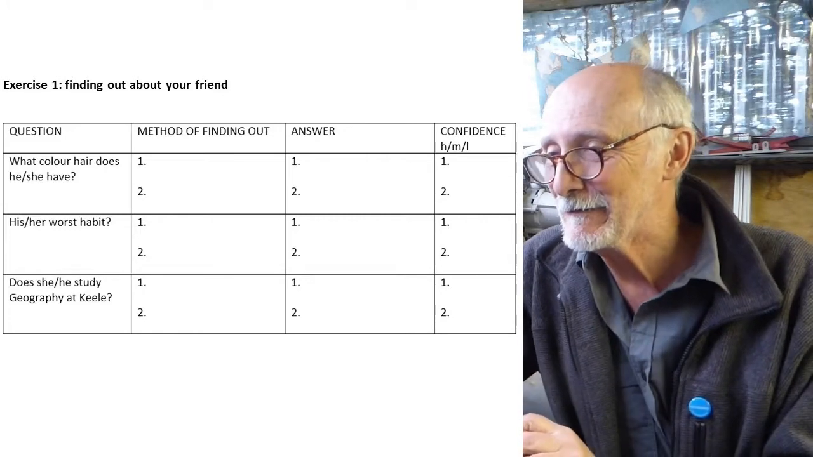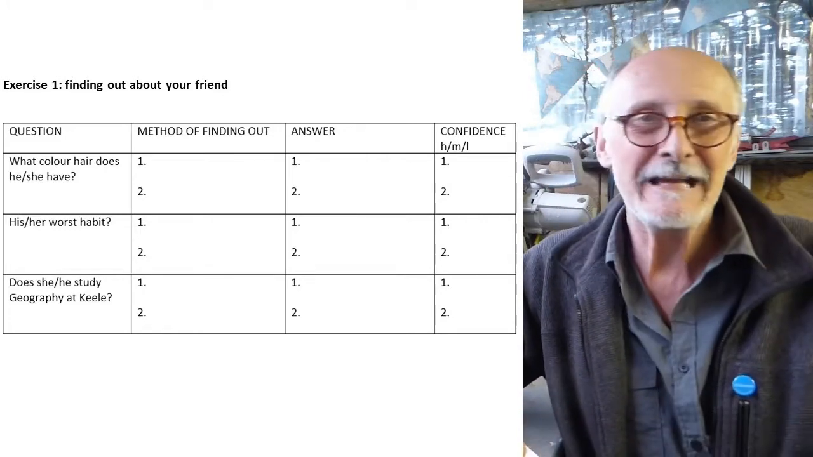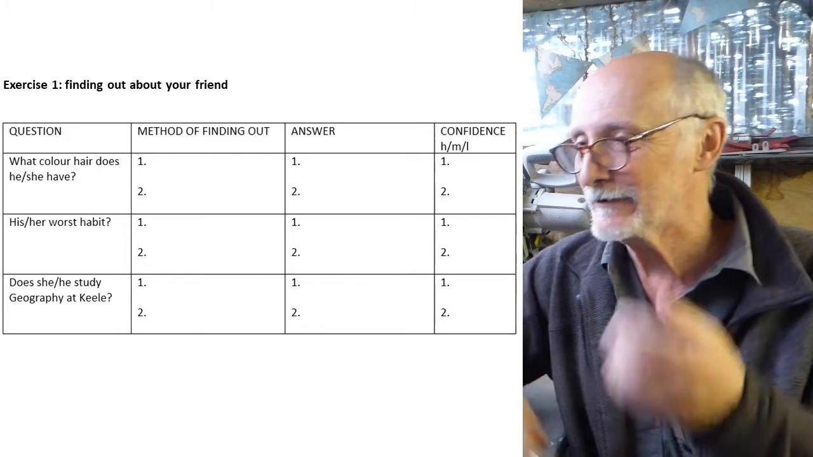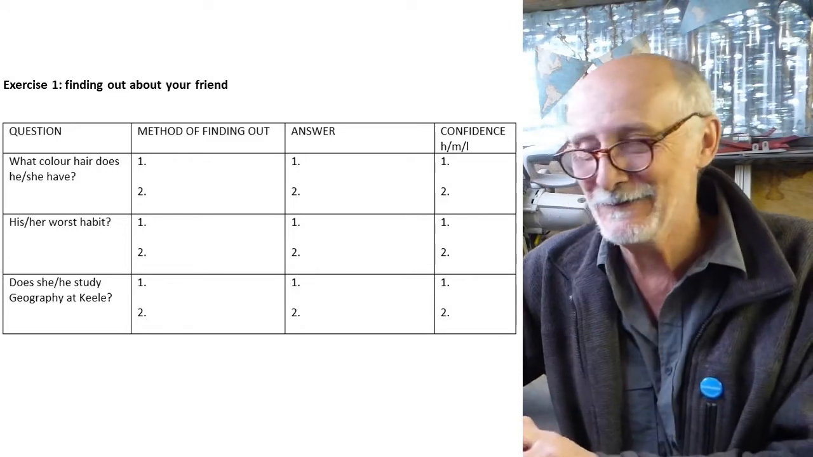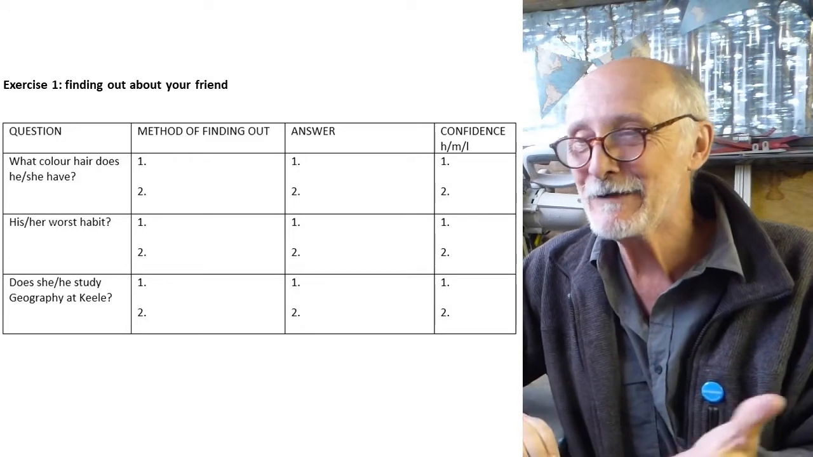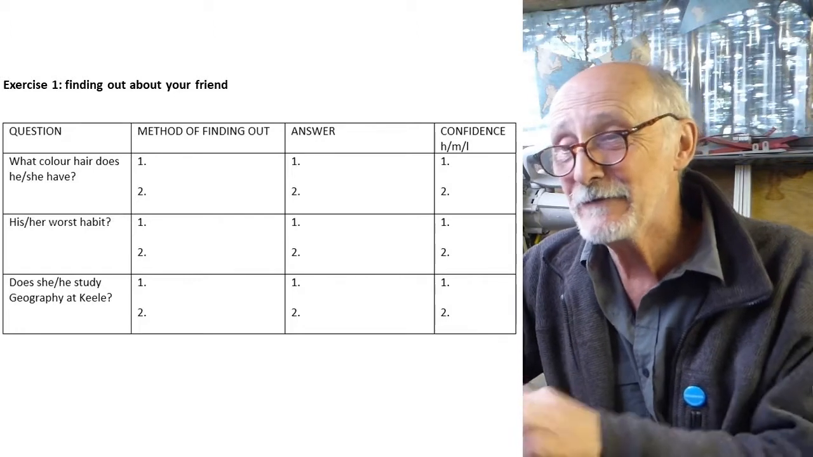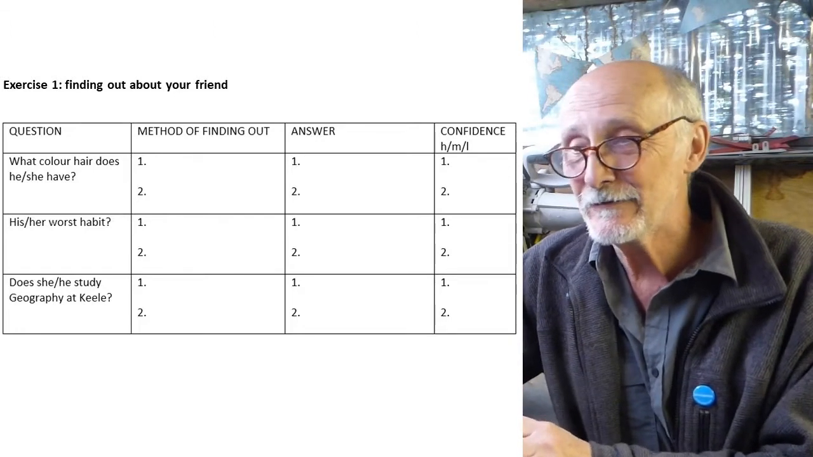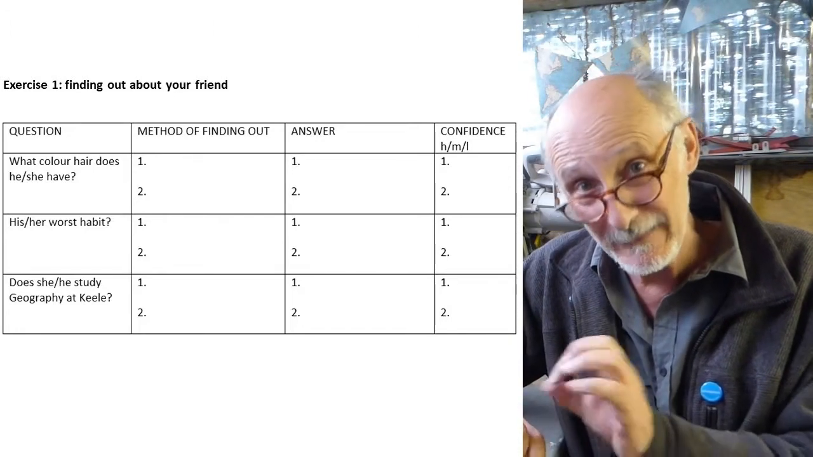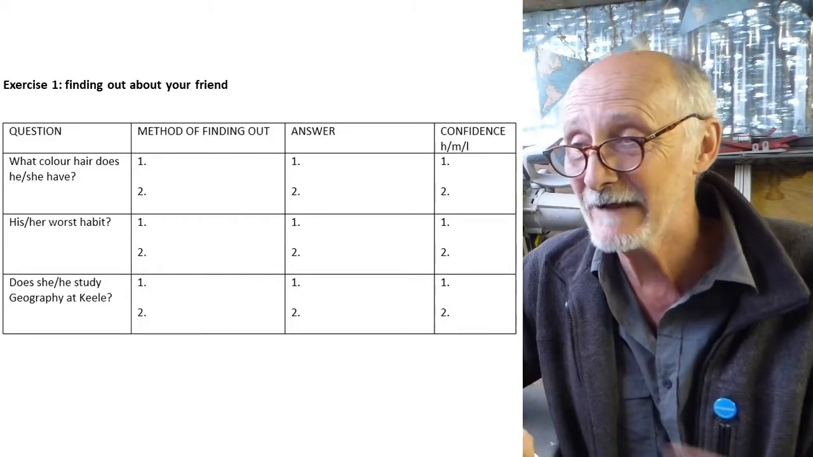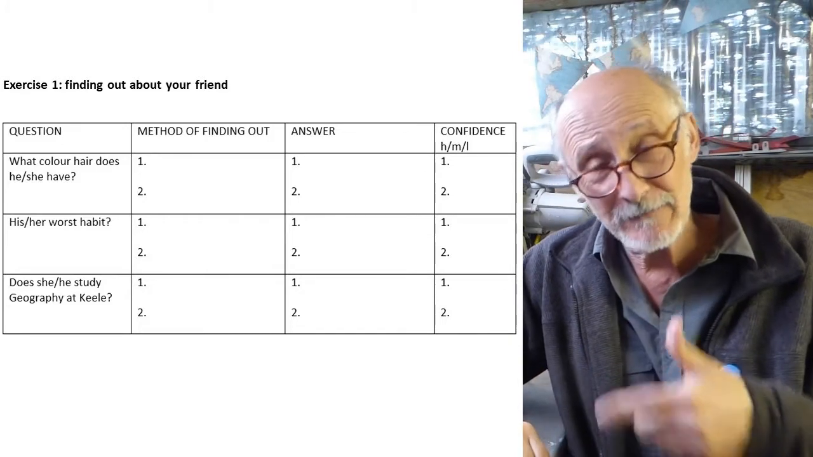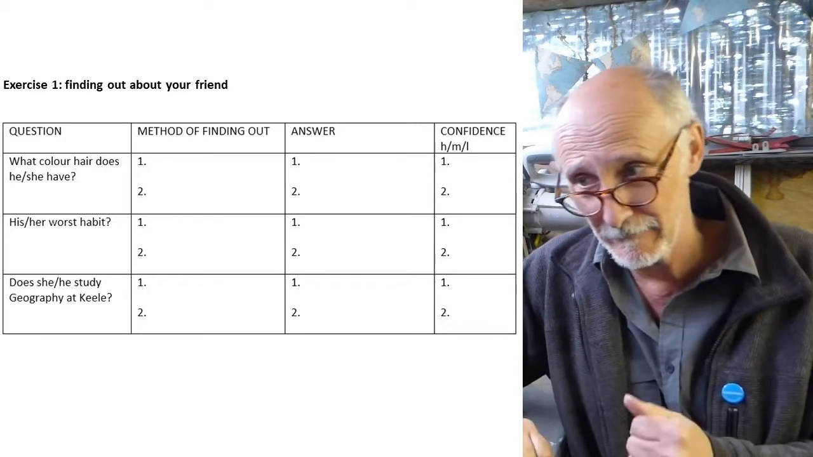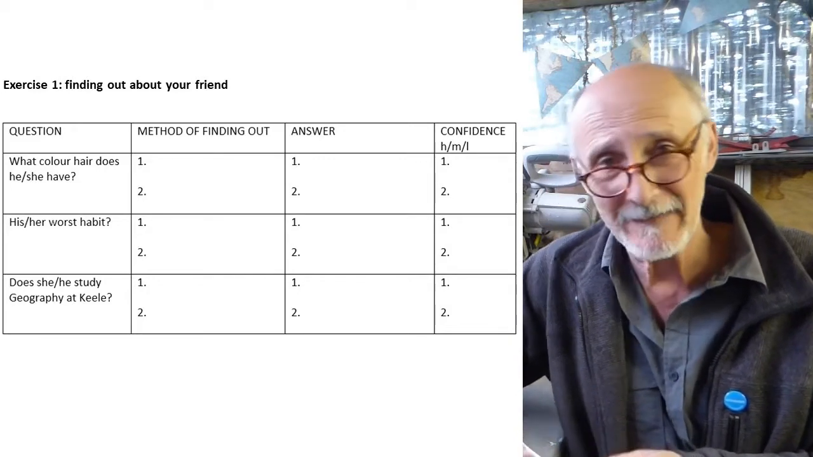So down the left-hand side, you can see there are some questions there, and it's about finding out about your friend or a member of the family, wherever you are. Do this with whoever you have around. And we're just going to ask some very basic questions. And then for each question that you're asking, I want you to try at least 2 different methods of finding out the answer to the question. For each of the methods that you use for each of those questions, jot down the answer that you get.